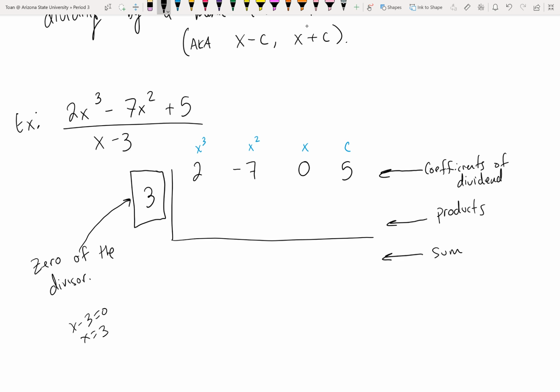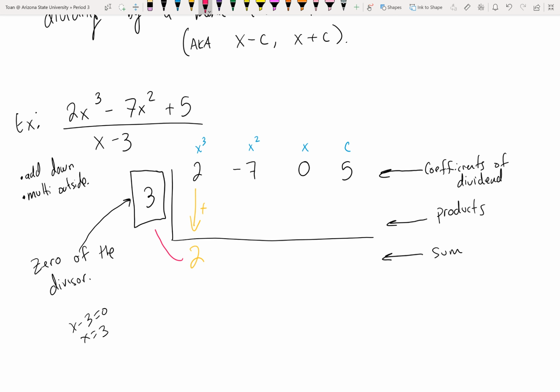Synthetic division only has 2 steps, and they're very, very easy steps. Add down, multiply on the outside. That's it. Add down, multiply on the outside. So let's do it. The first step is always the same because this bottom left corner will always be empty. So step 1, add down. Well, that's just 2 plus 0 is 2.